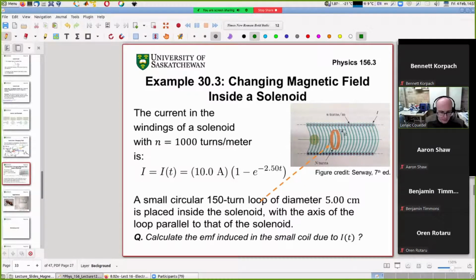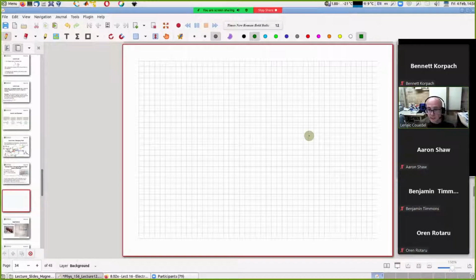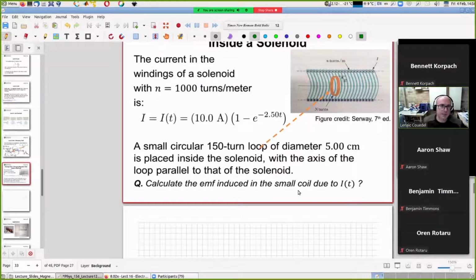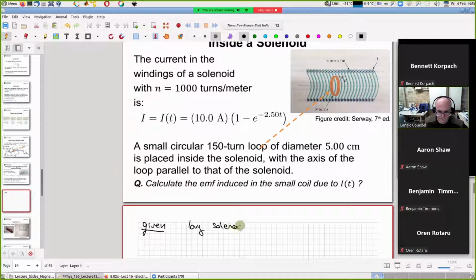All right, so for solving this, we need to go step by step. The first step, like any exercise, is to state the givens. So the givens are a long solenoid, n equals 1,000 turns per meter, and we have a current I of t, which is equal to 10 amps times 1 minus exponential of minus 2.50 times the time.